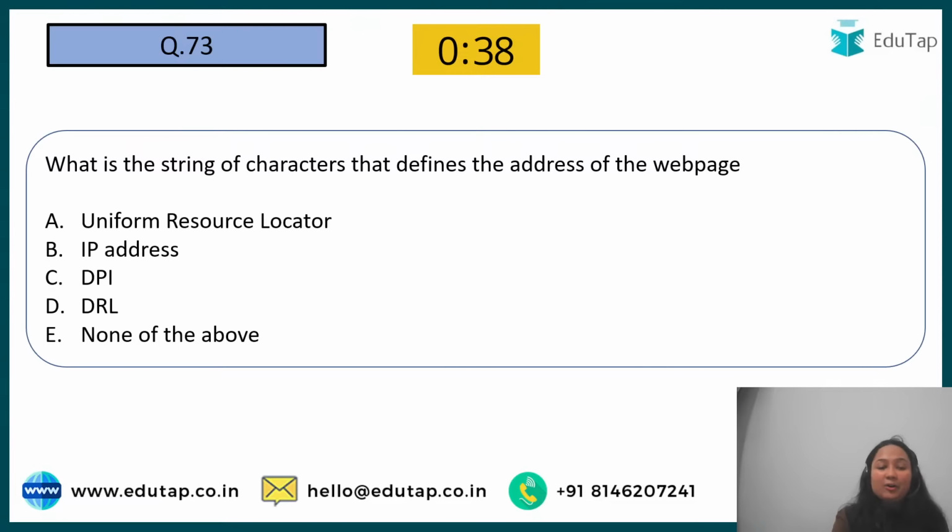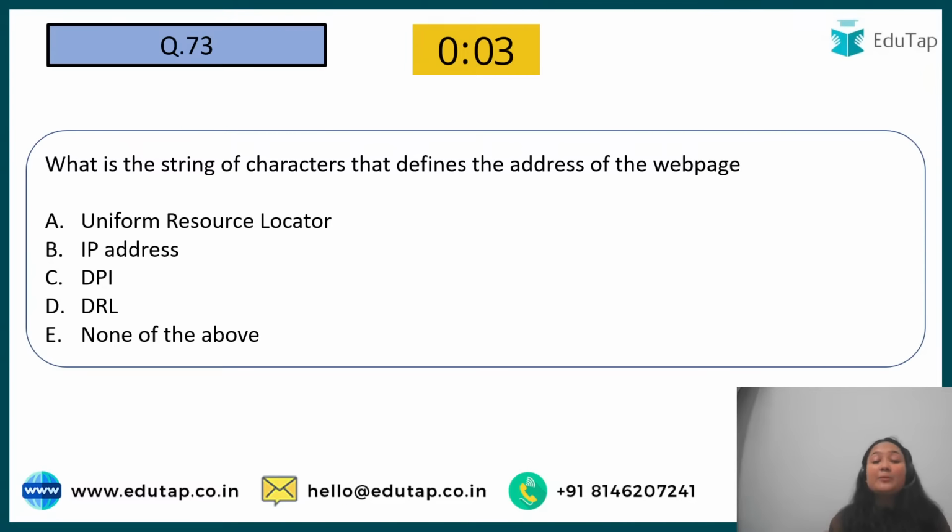Look, DPI, dots per inch, cannot be the answer, DRL cannot be the answer. IP address and resource, I do understand that you will get confused. But IP address, Internet Protocol address, is usually given to the nodes or the computers or the devices that are connected to the network. Be it your printer, your computer, your mobile phone, your server, or anything else. So in that case we have the IP address.